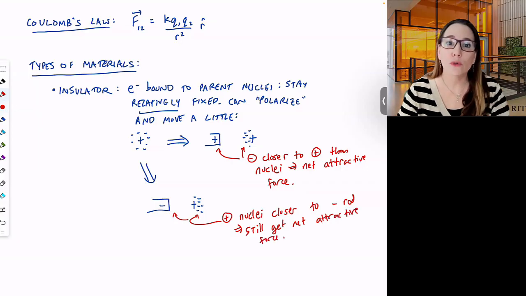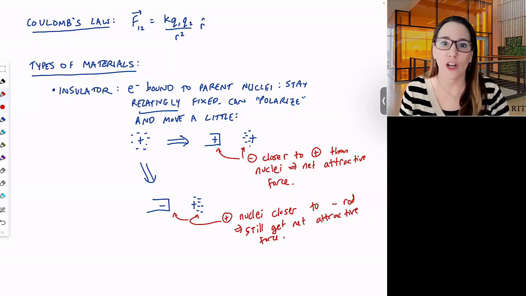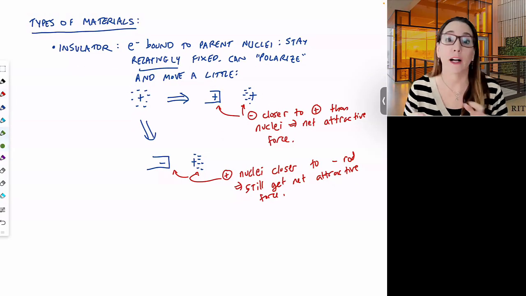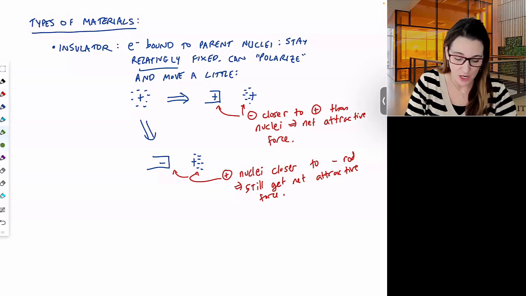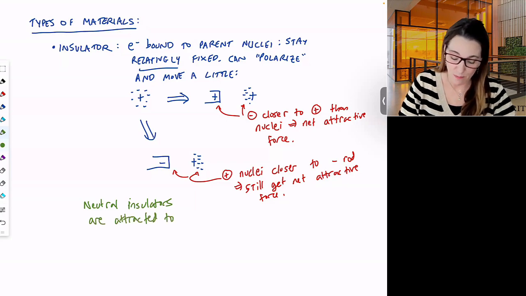So neutral insulators will be attracted to either a positive or negative charge that's brought near to them. Neutral insulators are attracted to both positive and negative charges.